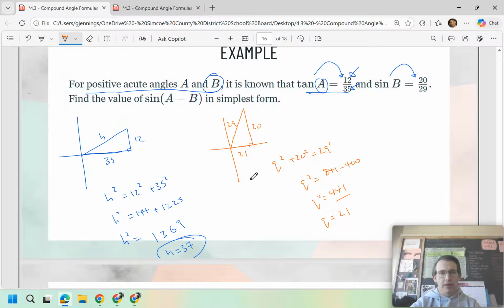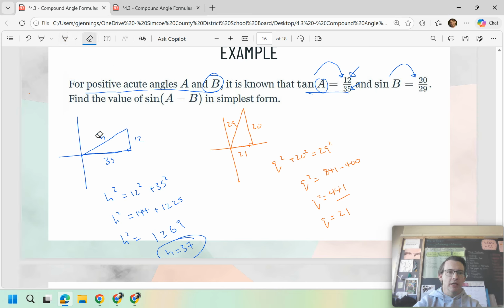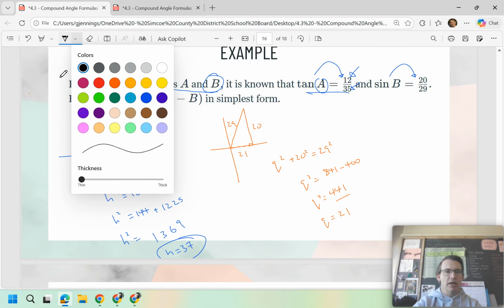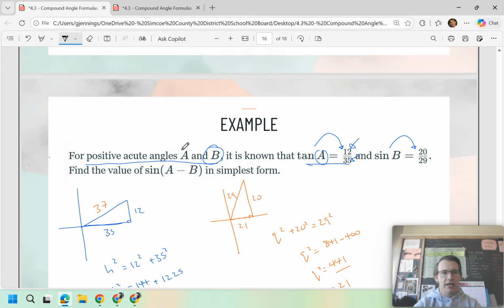Now we have the two triangles that we need to build out our bigger expression. We're interested in sine A minus B in simplest form. Let's work at the top of the slide here. I'm going to write out sine A minus B is equal to sine A cosine B minus cosine A sine B. Then just put in your values and evaluate.